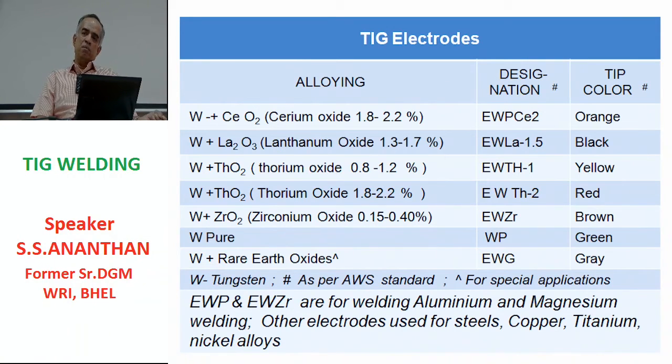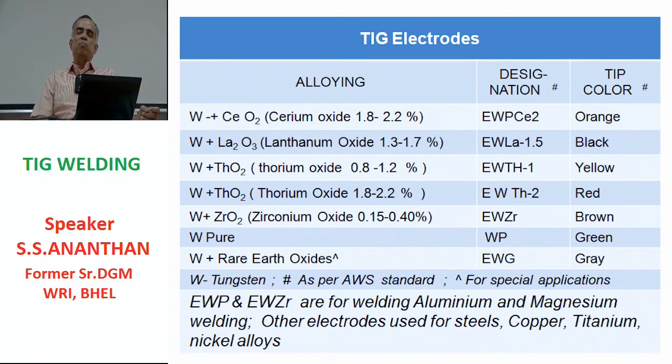Now, later, people added different alloying elements. For example, first it started with 1% thorium oxide, later it went to 2% thorium oxide, then lanthanum oxide, which is around 1.5%, then they went to cerium oxide, and today it is possible to get special rare earth oxides also added according to the requirement, whereas as per the standards, thorium oxide, lanthanum oxide, and cerium oxide are the oxides that are really added.